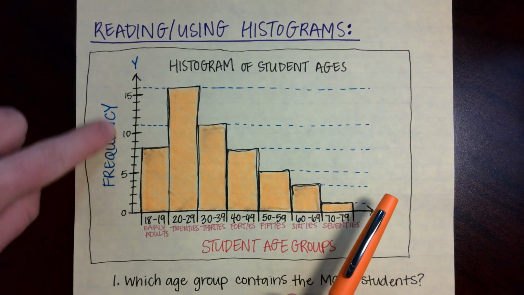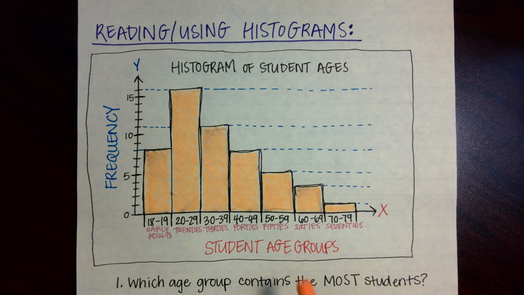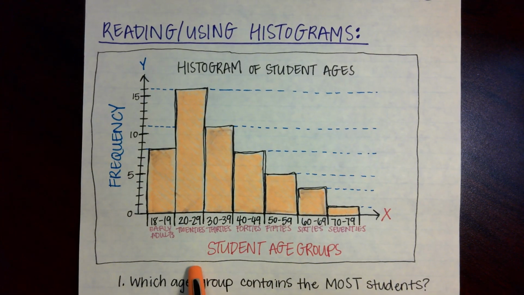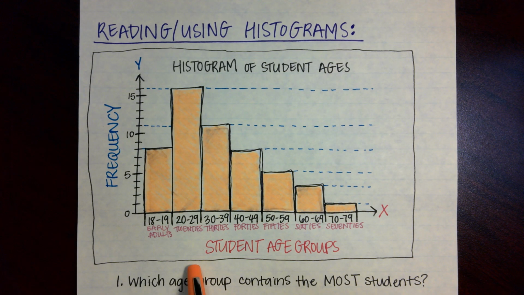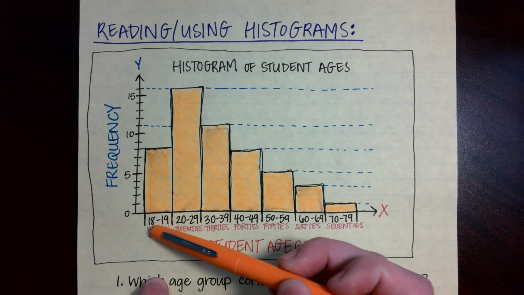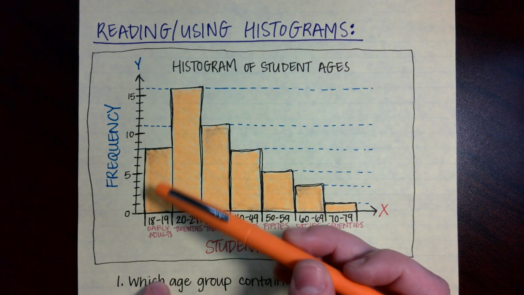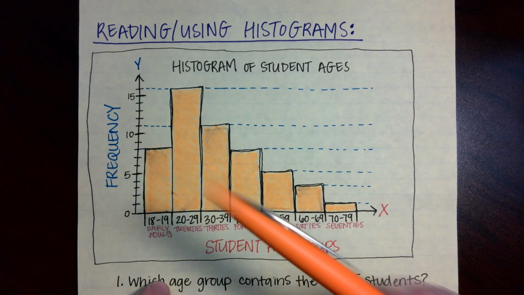We've got our frequency on the side, and what's that frequency going to tell us on our histogram? The count, yeah. What are we counting? How many individuals, how many students fall into each category, each interval? So if I were to read this right here, how many 18 to 19-year-olds are there? 8. Good. Absolutely, because that bar goes right over to 8.